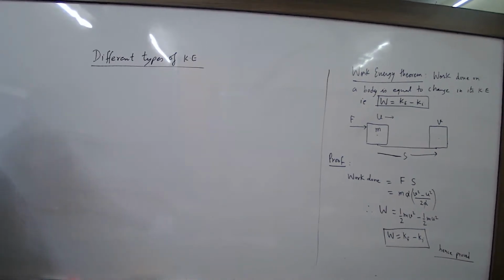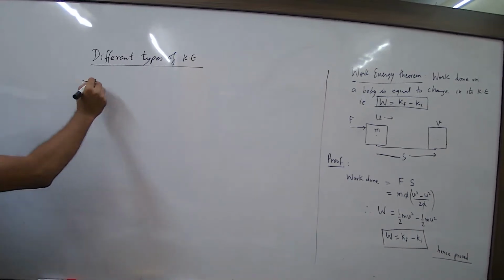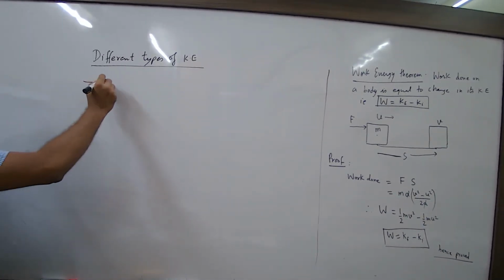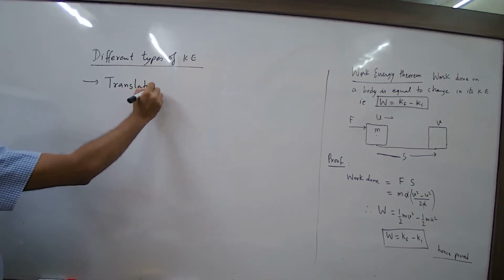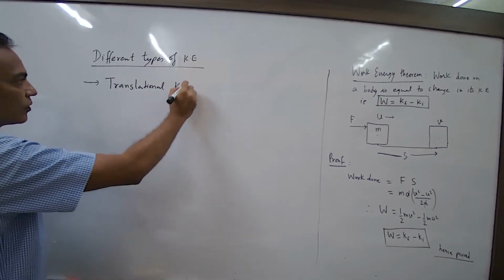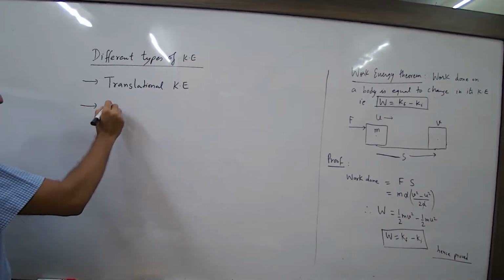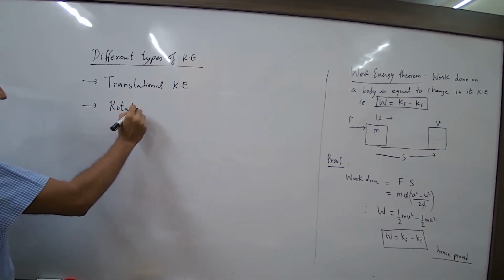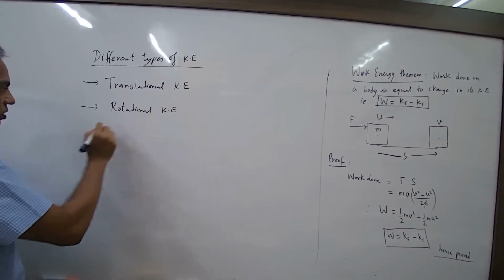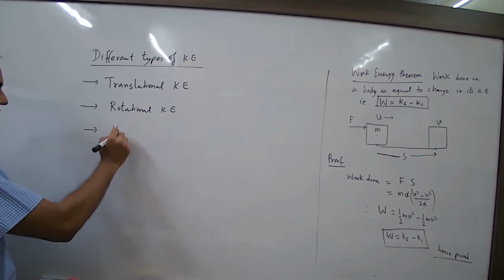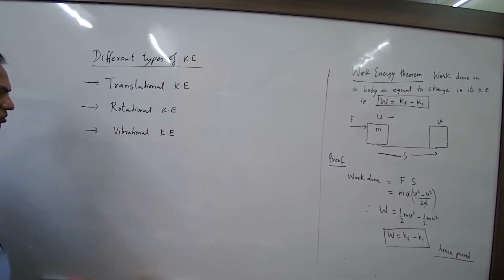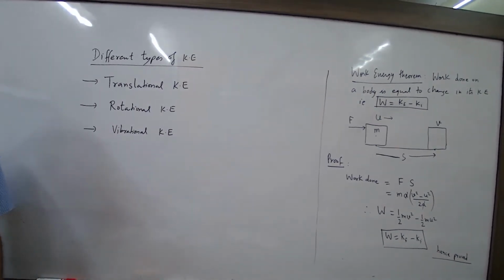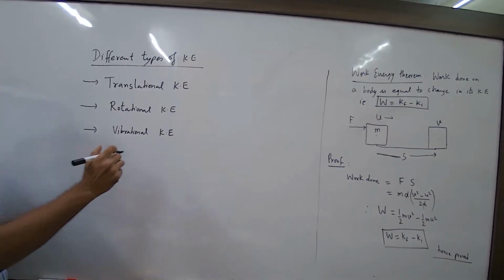So kinetic energy depends on the motion. So how many types of motions are there? The simplest is straight line motion or translational. So there is translational kinetic energy. Rotational is second and then vibration. Three types of motions are possible. Vibrational motion is to and fro motion of an object around its mean position, like vibration of atoms.